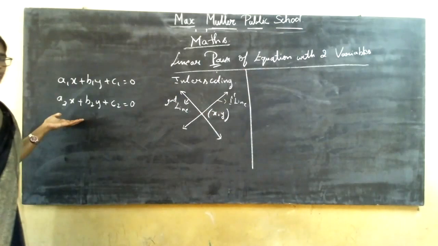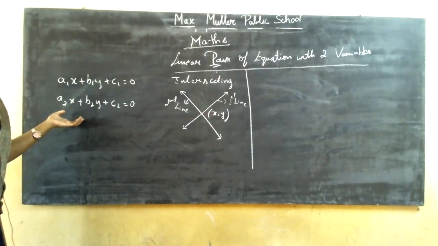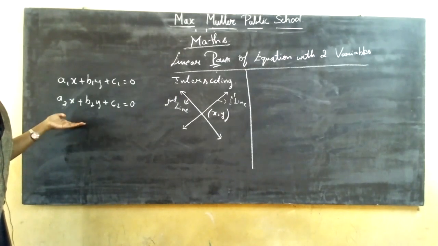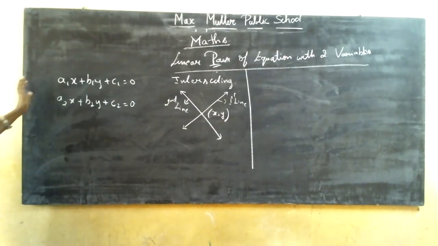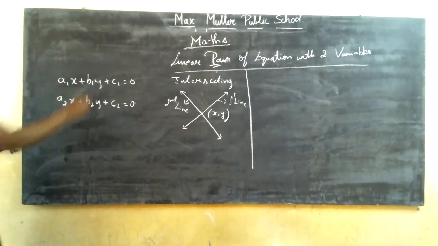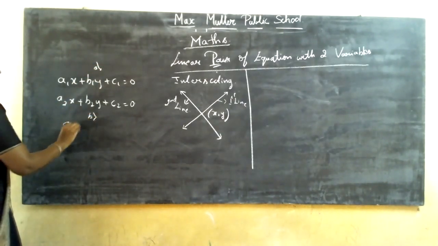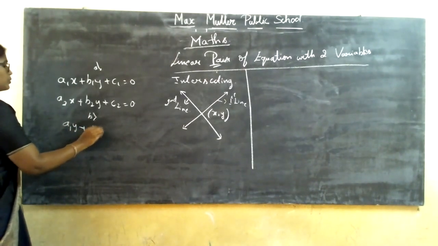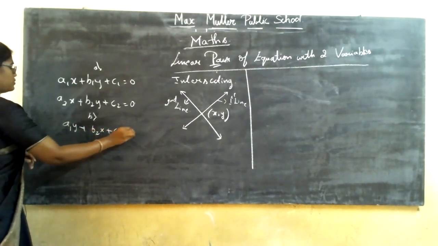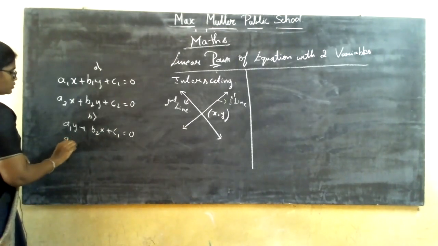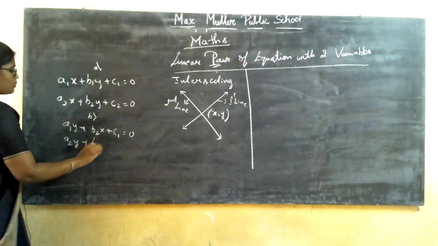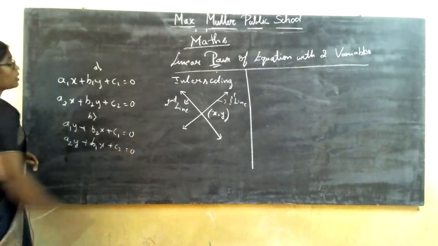And also, what is the general equation of a linear pair of equations? Correct? General equation, if you have two lines, they might give you in this way, that is a1x plus b1y plus c1 is equal to 0 and a2x plus b2y plus c2 is equal to 0. This will be your first option, and the second option will be a1y plus b2x plus c1 is equal to 0, and a2y plus b1x plus c2 is equal to 0.